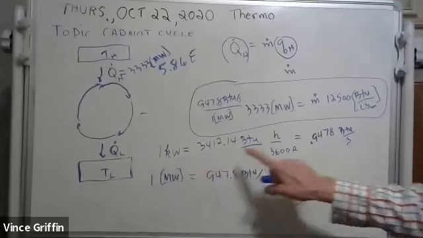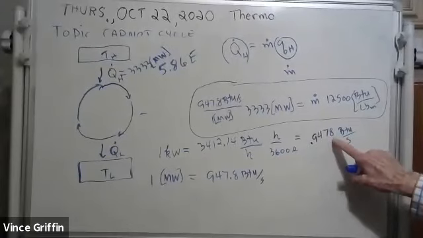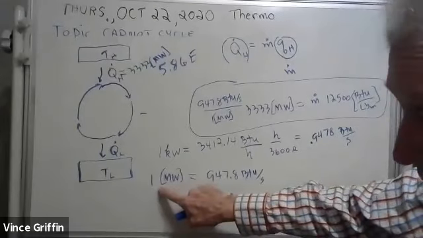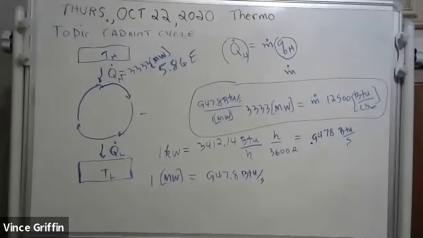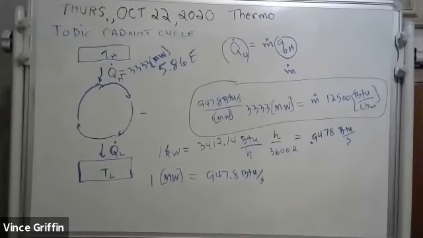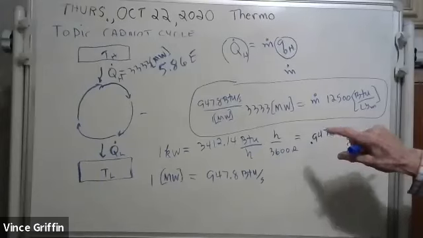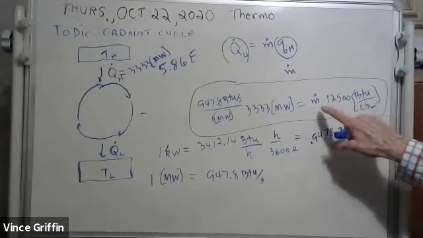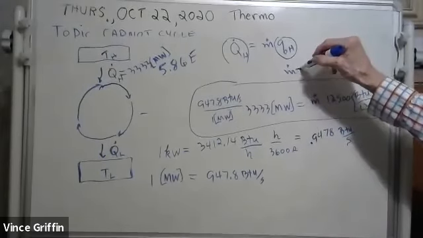1 kilowatt is equal to 0.947. Oh, I see now. You're right. 1 megawatt is going to be bigger than that. It's going to have more BTUs in it than a kilowatt would. That's right. In fact, 1,000 times more. Thank you. You are so very welcome. Now, what we're doing right now is we're solving for your m-dot.